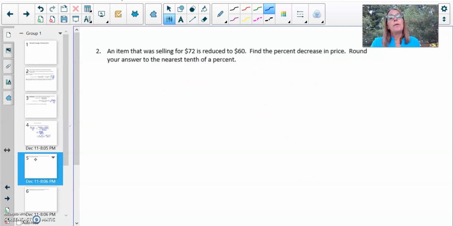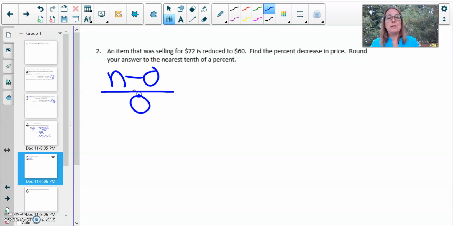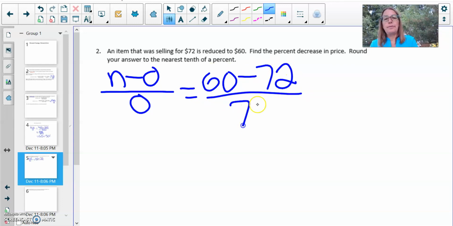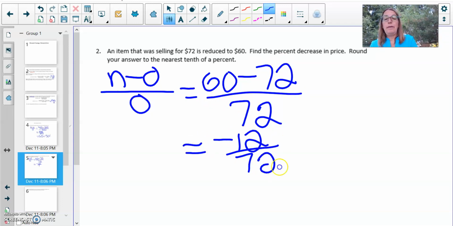An item selling for $72 was reduced to $60. Find the percent decrease in the price. Round your answer to the nearest tenth of a percent. So again, I'm going to start with my formula: new minus old divided by old. The new price is 60. The old price was 72. So when I do 60 minus 72, I get a negative answer. So I get negative 12 divided by 72. I'm going to use my calculator to divide that out.